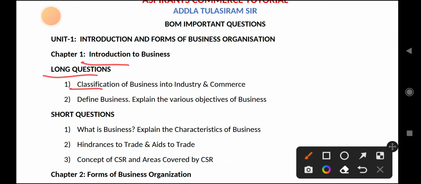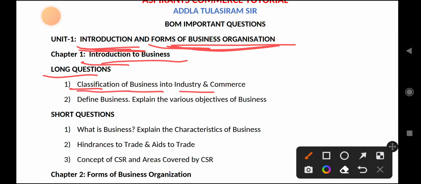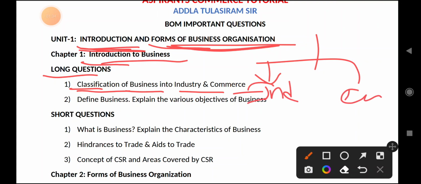Long questions. Okay, unit 1 is relating to introduction and forms of business organization. Introduction to business is chapter 1 in this unit 1. Long question: classification of business into industry and commerce. So how is business classified? Business is classified into one industry, another one is commerce.